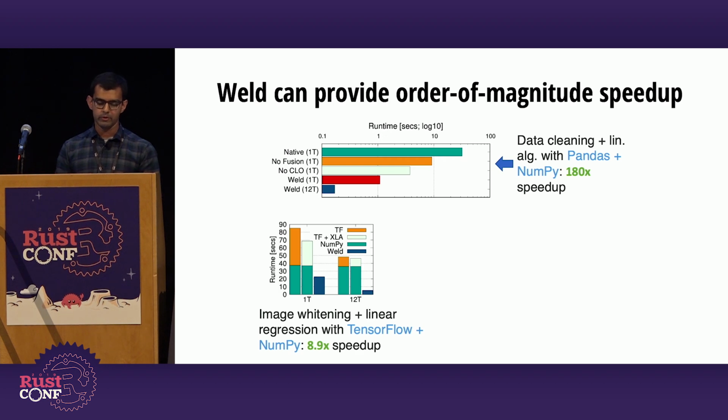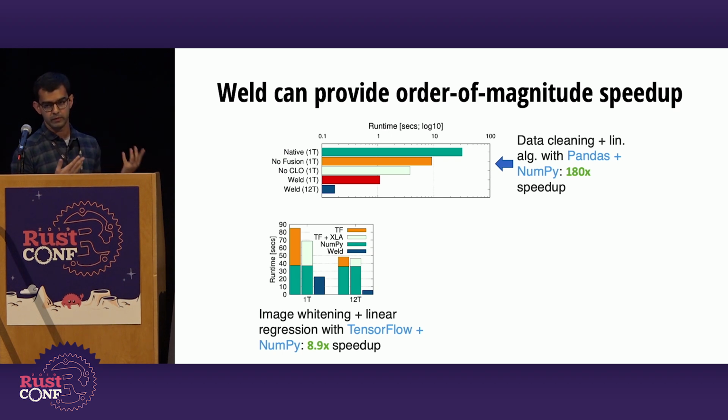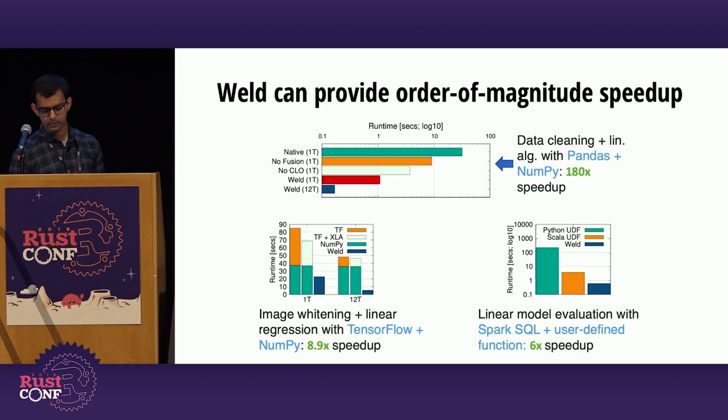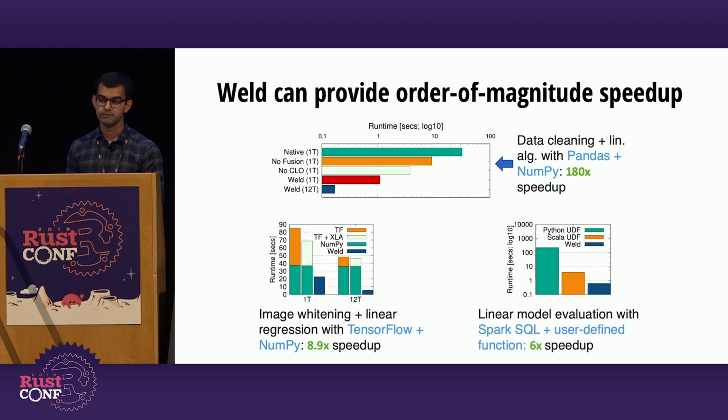As another example, we were able to optimize this image lightning plus linear regression workflow in TensorFlow and NumPy. And this is comparing against TensorFlow's own XLA compiler. So TensorFlow already has this compiler that it uses to do things like operator fusion. But because we can actually look across library boundaries, we still get a pretty nice speedup here. And finally, we can also use Weld to optimize the execution of things like data analytics frameworks. So here we integrated it with Spark SQL, and we can get some native code execution in Spark. So instead of relying on the JVM, we're executing vectorized native code. So we get some nice speedups there.